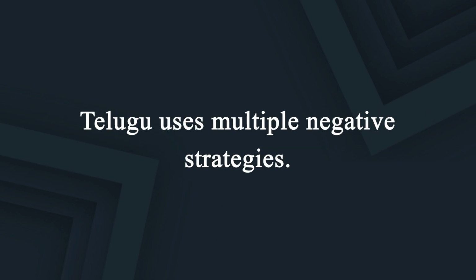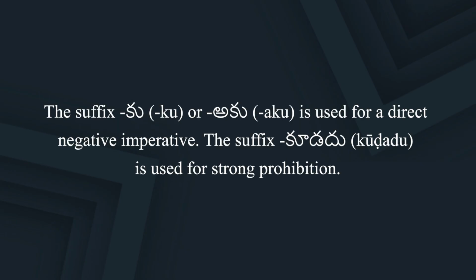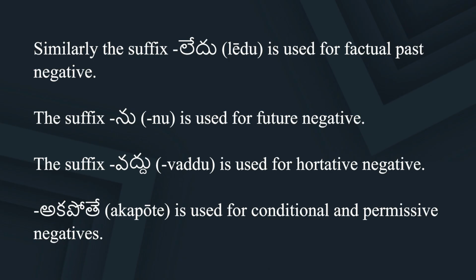Telugu uses multiple negative strategies. The suffix ku or aku is used for a direct negative imperative. The suffix kudadu is used for strong prohibition. Similarly, the suffix ledu is used for factual past negative. The suffix nu is used for future negative. The suffix vaddu is used for hortative negative. And akapote is used for conditional and permissive negatives.